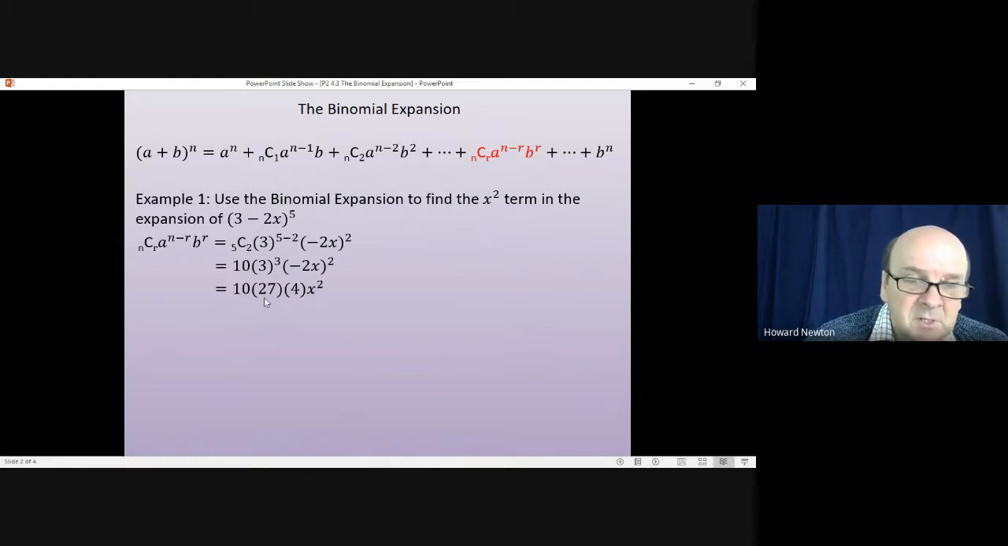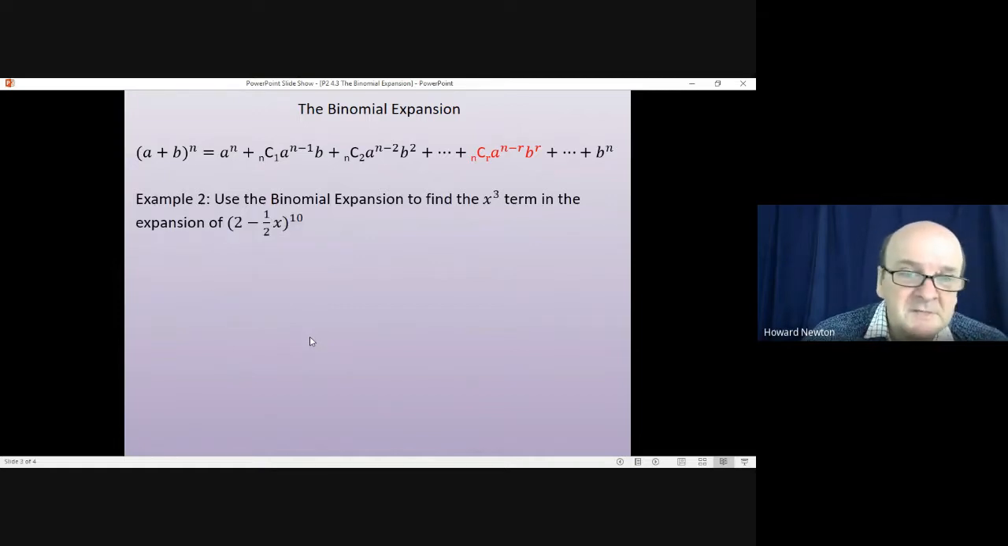And then the last thing we're going to need to do is multiply these three numbers together. And that gives us 1080 x squared. And that's saying if we multiplied out these 5 brackets, collected together all the terms, in total, there'd be 1080 x squared.